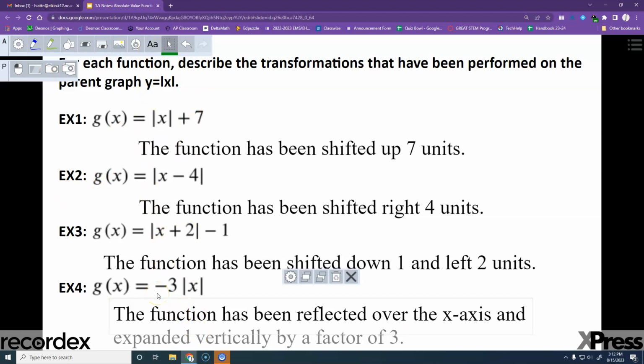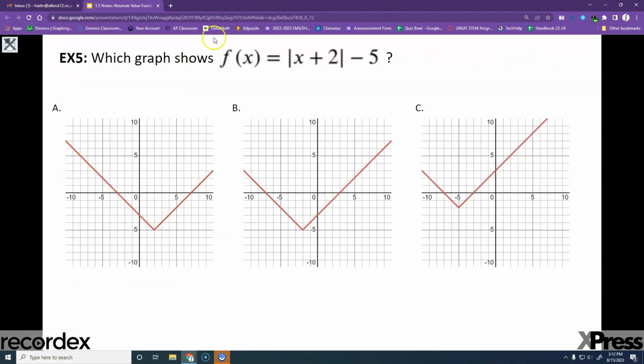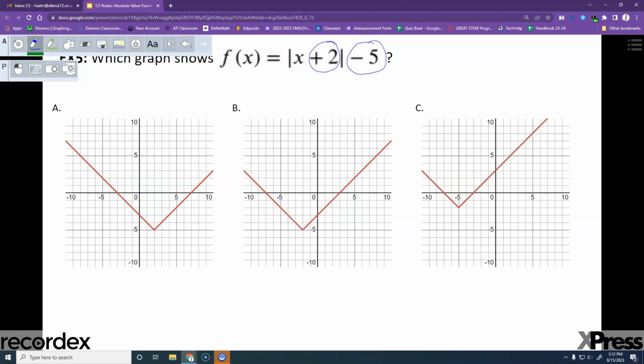Now let's look at matching some graphs. So this is mostly what you're going to do. We are going to graph a few by hand, but mostly we are going to match graphs in multiple choice style questions. So if we go to the next slide, we just have an example here that says which graph shows f of x equals the absolute value of x plus 2, minus 5. So in this case, we need to just think about what's happening with these transformations. We've got 2 things happening here.